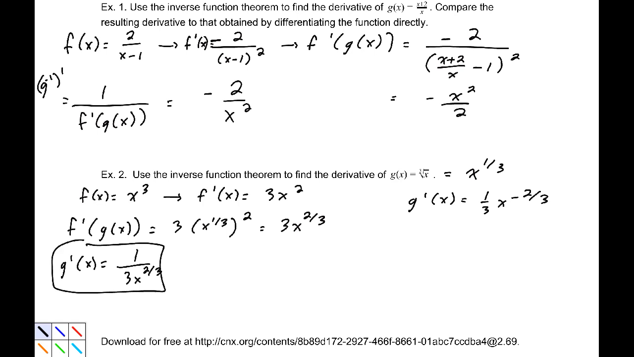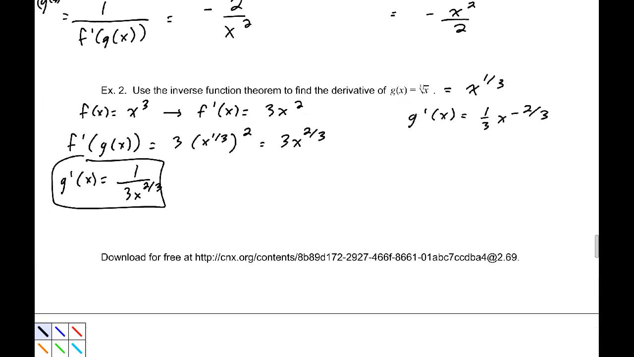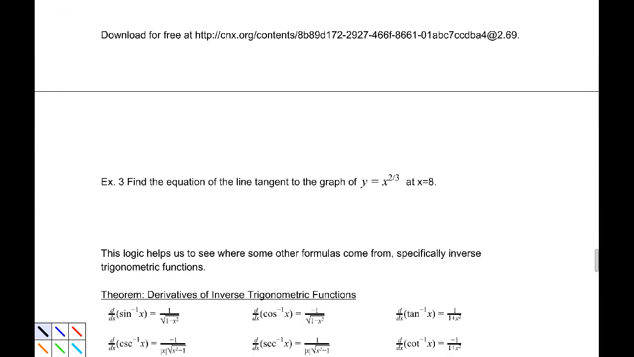Now, the great thing about this process, and I just realized that I did not need that inverse there because we were given the original function, is that this allows us to see what's actually going on later with some other more complicated inverse functions. So let's look at example 3.